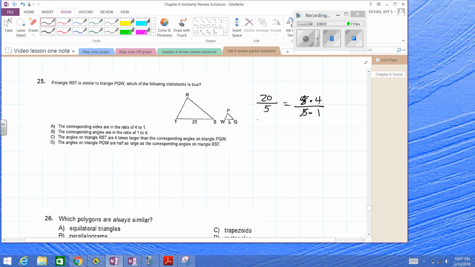So we have that 4 to 1 ratio. So that's going to be true. Corresponding angles are not in the ratio of 1 to 4. Corresponding angles are going to be congruent. Angles, no. Angles half as large, no. So it is just choice A.